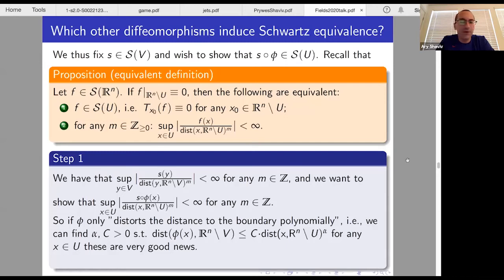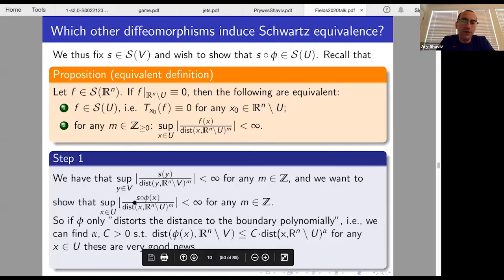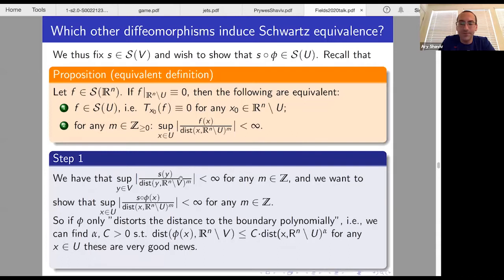Yeah, okay, great. So we need to show that this supremum is finite. What do we do? We use this inequality to change the denominator, and then we get something that is very similar to this bound we already have, right? So these are good news.